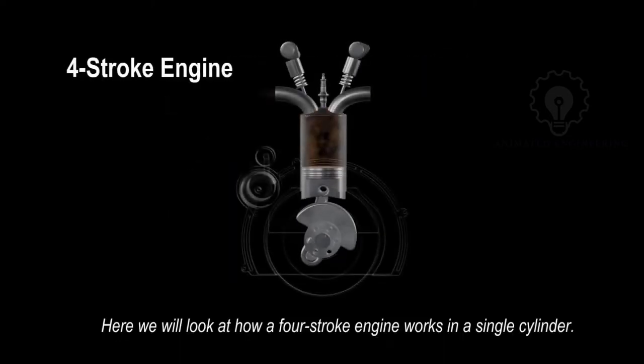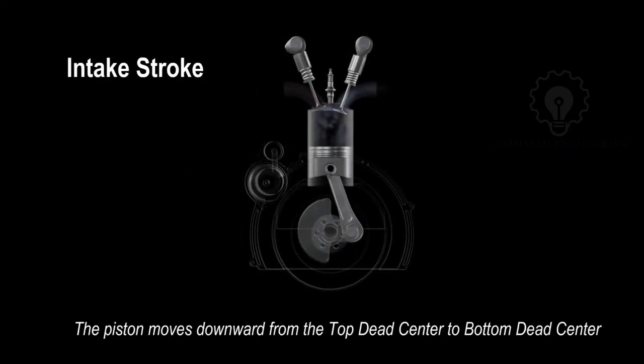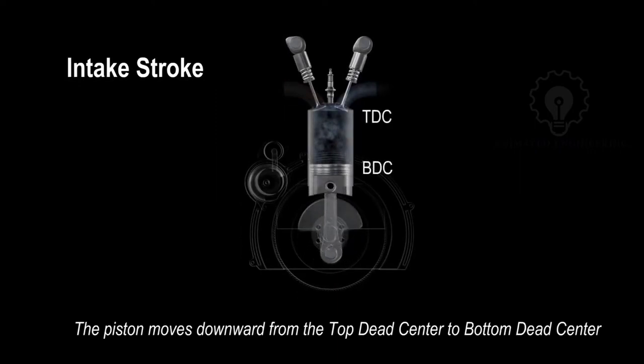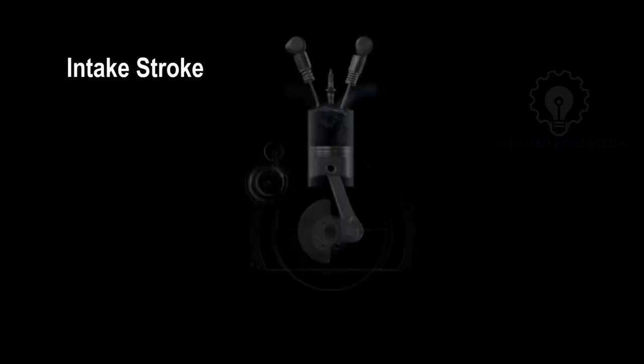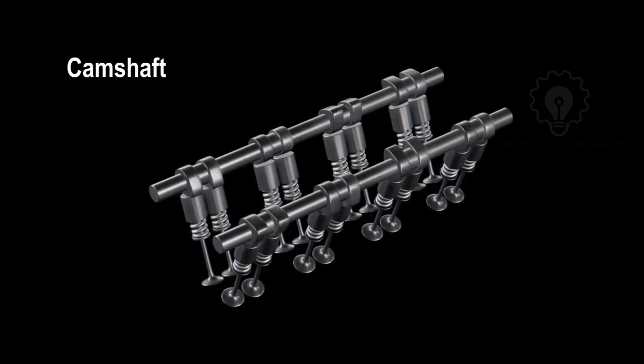Here we will look at how a 4-stroke engine works in a single cylinder. Intake stroke. The piston moves downward, from the top dead center to bottom dead center, during an intake stroke. The intake valve is open during the intake stroke, to allow air-fuel mixture into the cylinder. The exhaust valve remains closed during the intake stroke. The camshafts are designed to open or close the valves, according to the corresponding strokes of each cylinder.